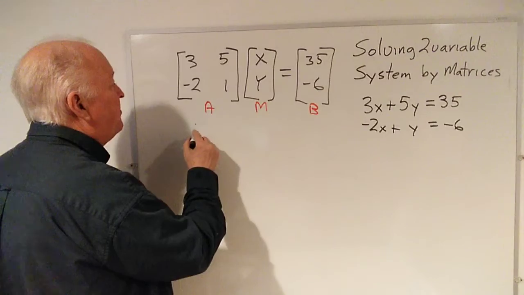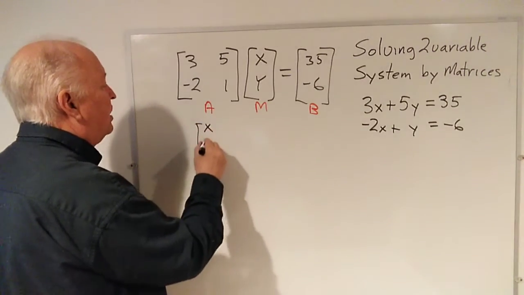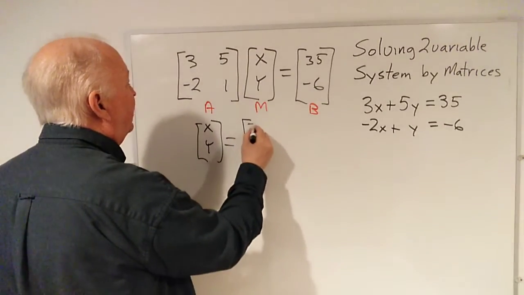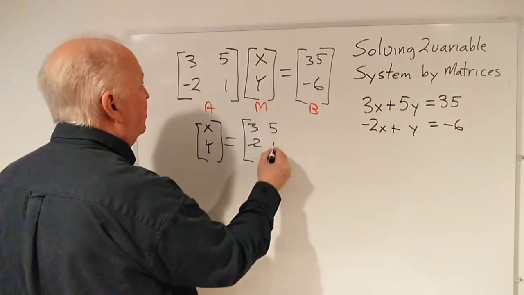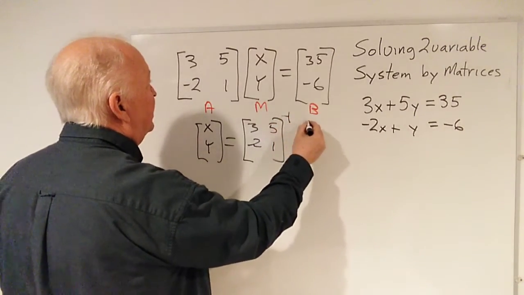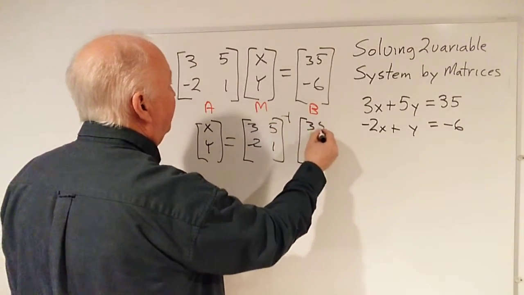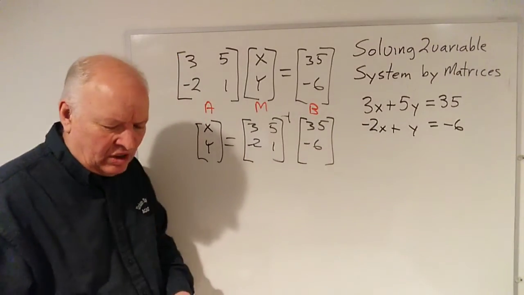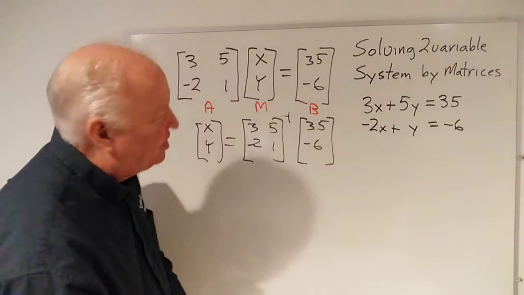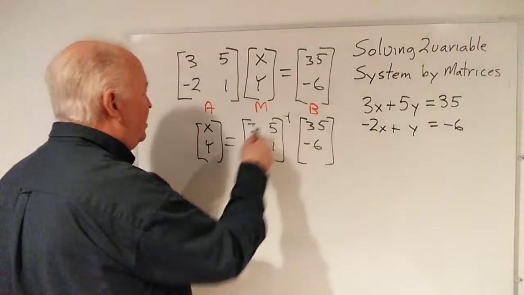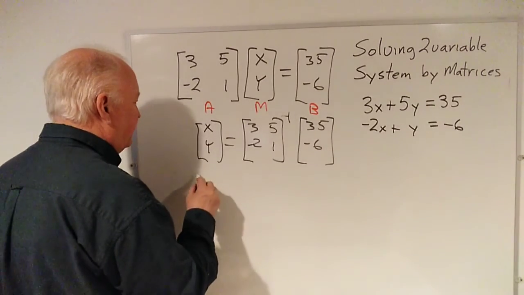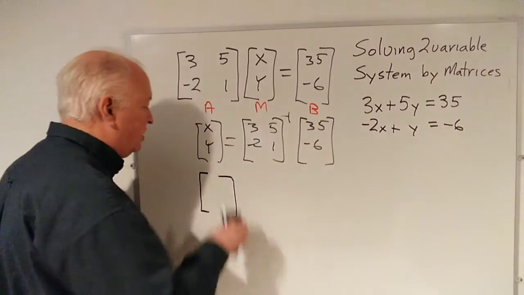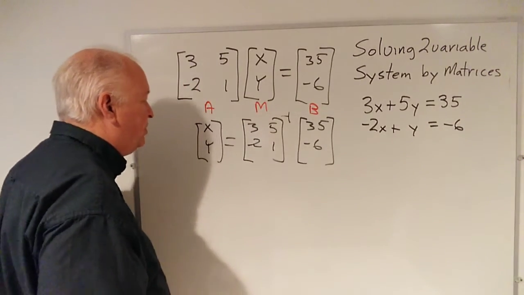So M, x y, is equal to the inverse of the matrix 3, negative 2, 5, 1, times 35, negative 6. We should already know how to write the inverse of a matrix. I'm just going to go ahead and write equals, and then we'll do that.